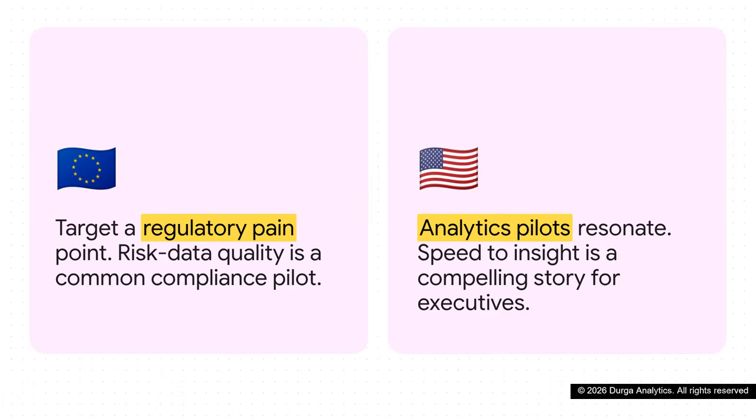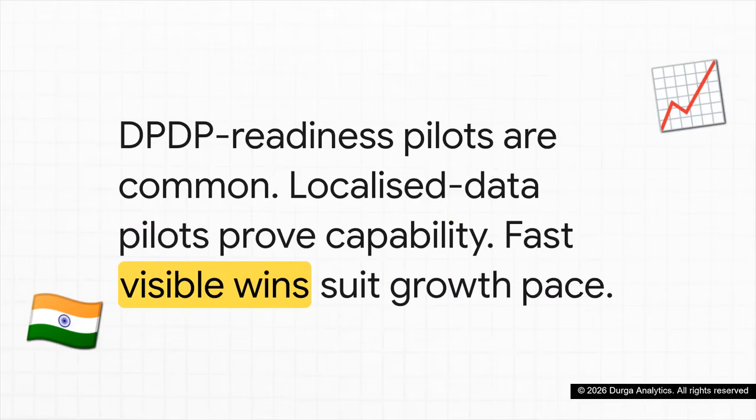Over in the United States, however, value-linked pilots that enable advanced analytics tend to resonate a lot better. Business line wins build rapid sponsorship there because speed to insight is a story U.S. executives absolutely love. Meanwhile, in India, the context shifts heavily toward readiness and hypergrowth. DPDP readiness pilots, geared toward the Digital Personal Data Protection Act, are incredibly common right now. These localized data pilots prove capability quickly and suit an incredibly fast, highly visible growth pace. Understanding these regional differences ensures your pilot is actually solving the right problem for the right executive audience.